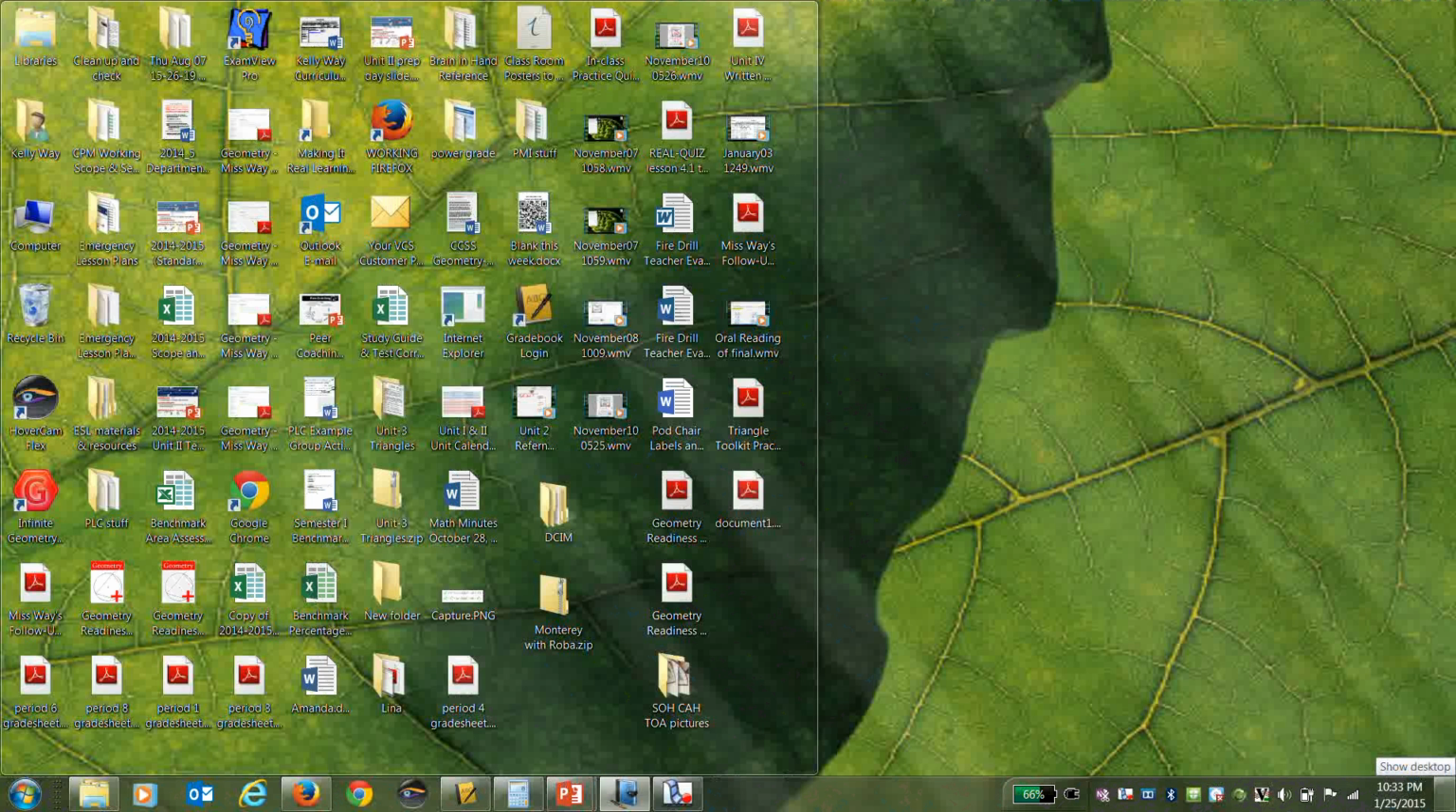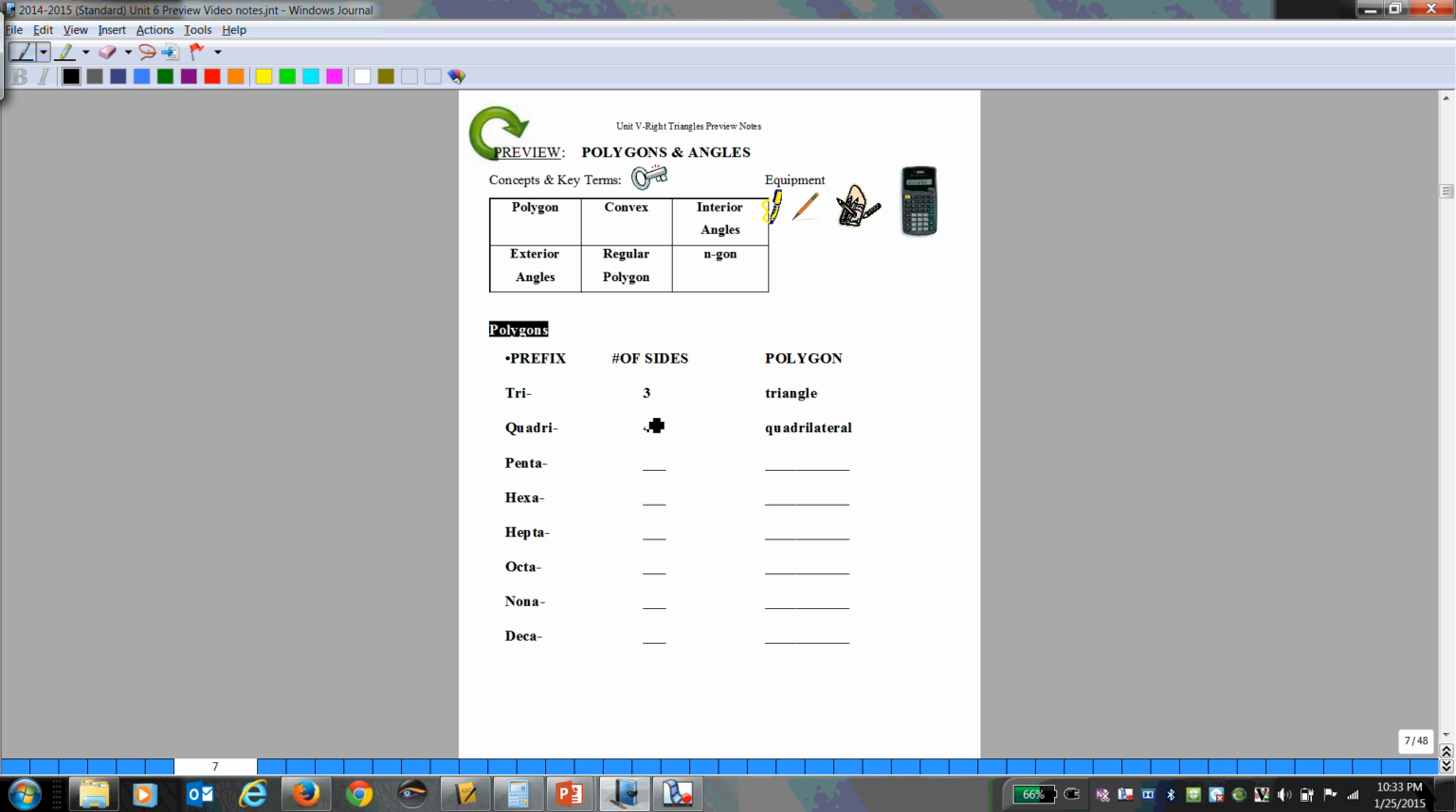Now today we're going to start learning about polygons. Poly is just generic for many. So a polygon is simply a many-sided shape. And you're going to know these terms: polygon, convex, interior, exterior, the term regular, and an n-gon. N is just the variable we use for sides.